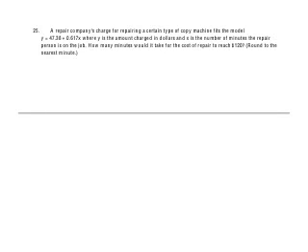Alrighty then. Number 25. A repair company's charge for repairing a certain type of copy machine fits the model y equals 47.38 plus 0.617x, where y is the amount charged in dollars and x is the number of minutes the repair person is on the job. How many minutes would it take for the cost of repair to reach $120? Round to the nearest minute.